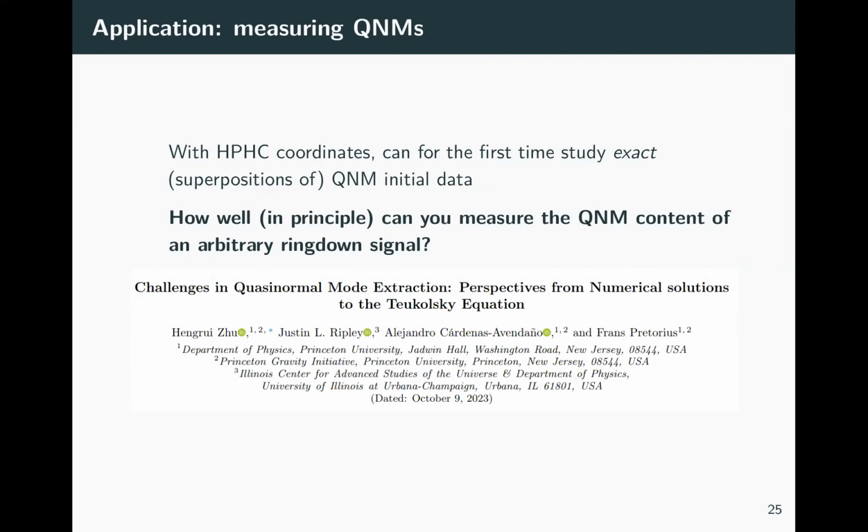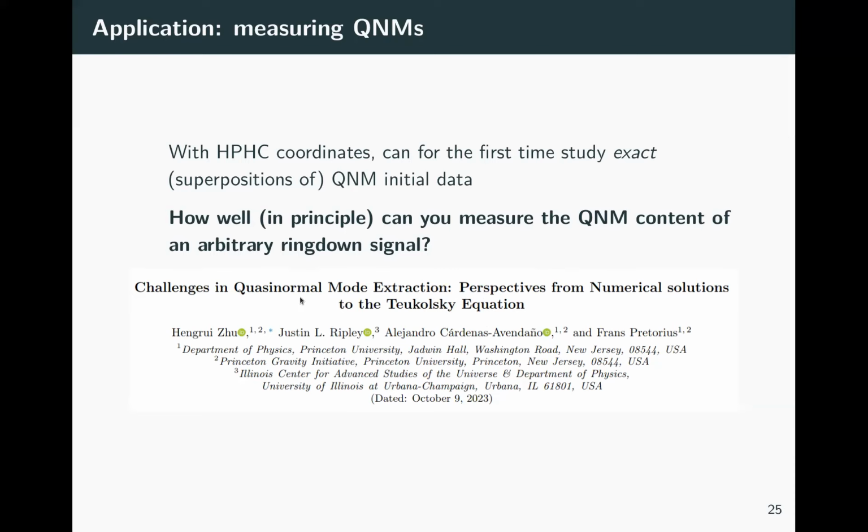So I'll be talking about this paper in particular, which Hungary led. Alejandro is also a postdoc, and Franz, you probably know Franz Pretorius. I'll mostly be talking about some ideas from this paper for which we apply these HPHC methods.